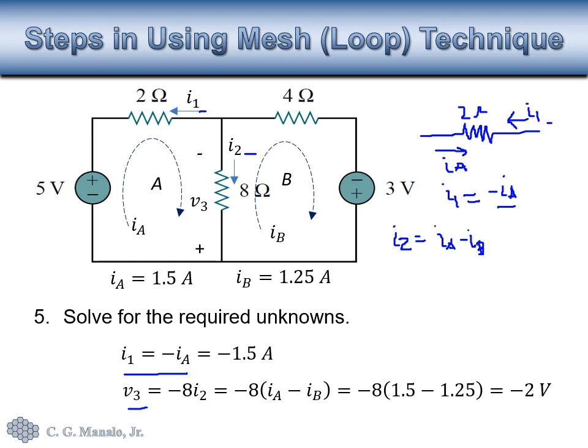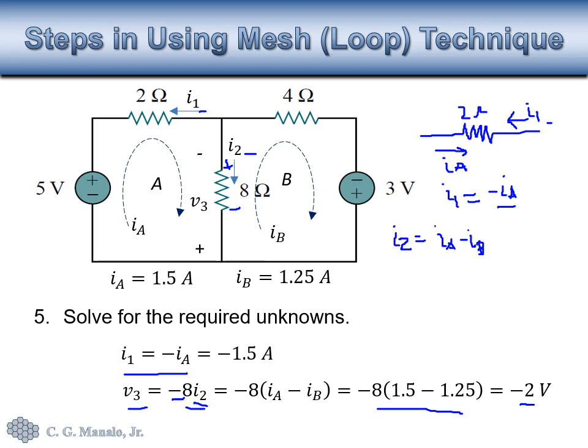So by Ohm's law, this should be minus 8 I2. So minus, because the polarity due to the direction of I2 is that the positive should be at the top. And since we are looking for V sub 3 with the positive below, we have to introduce a negative sign. So V sub 3 equals minus 8 I2, but we know I2 to be I sub A minus I sub B. So therefore, we will get negative 2 volts.